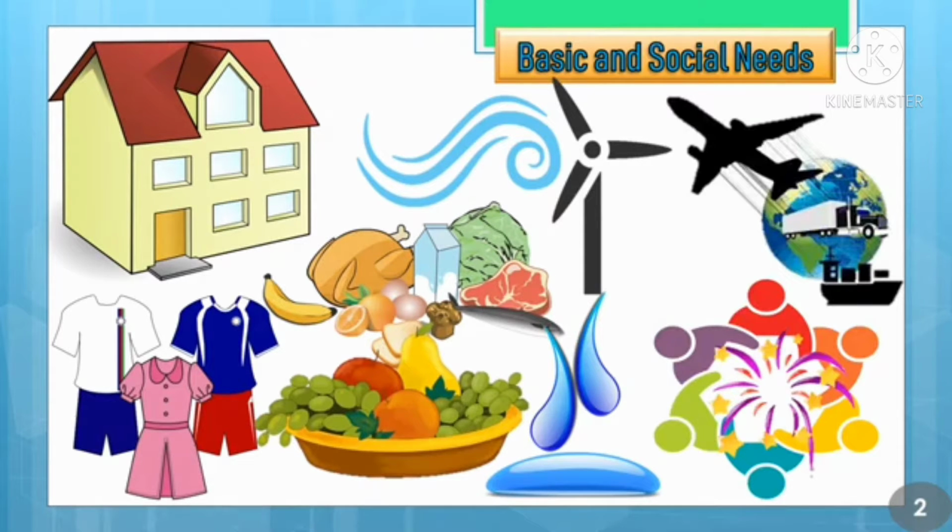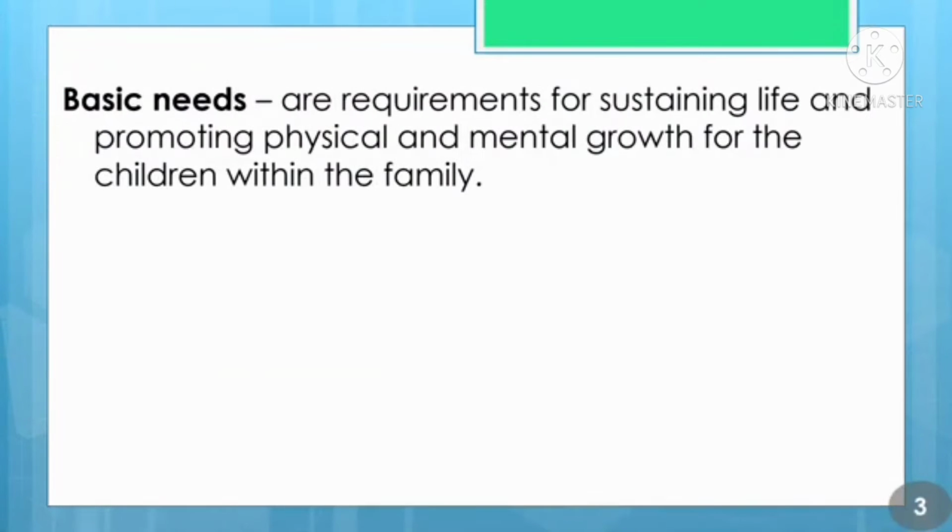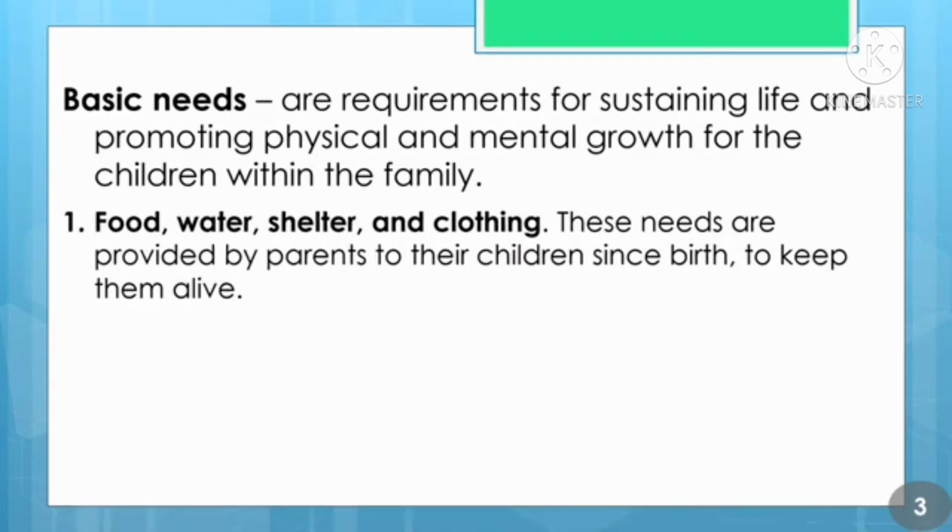Basic and social needs are the things that we value the most as we deal in the different facets of life. These are basic because we need them to be able to live life. Let's talk about our basic needs. Basic needs are requirements for sustaining life and promoting physical and mental growth for the children within the family. These include sufficient food, water, shelter, and clothing. These needs are provided by parents to their children since birth to keep them alive.